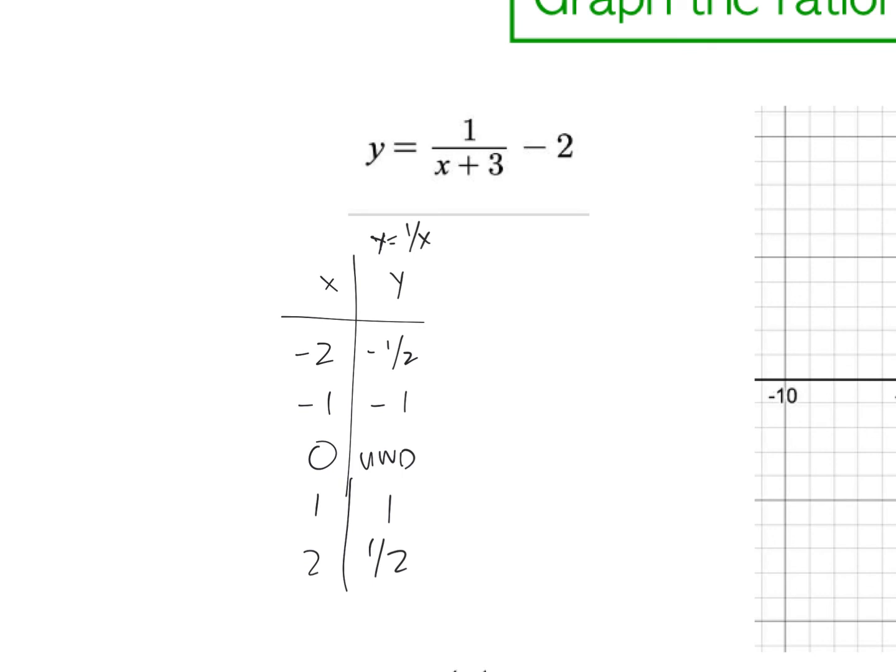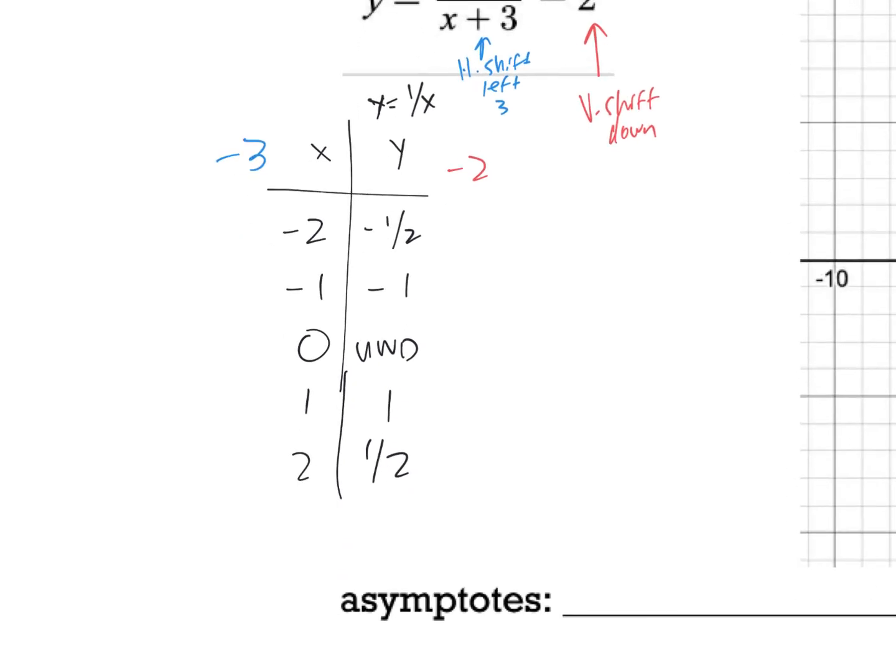So next up, I'm going to label my transformations. So this is a vertical shift down 2. So I've got to subtract 2 from all these y coordinates. And then I've got a horizontal shift left 3. Remember, it's the opposite sign of whatever's taking place. Okay, so I've got to subtract 3 from all these x coordinates. So let's apply these to our table.